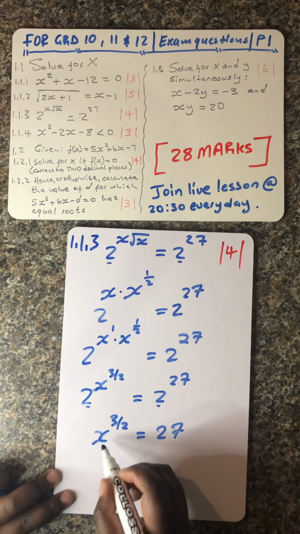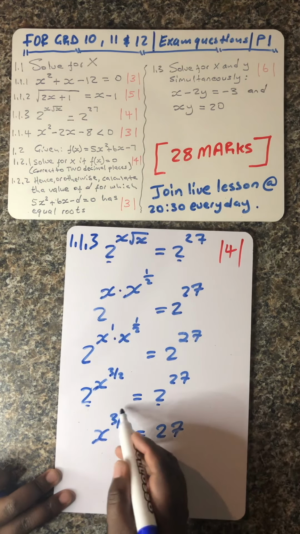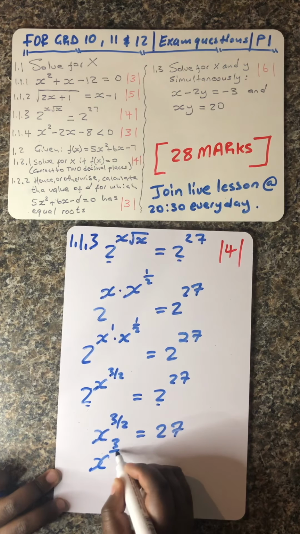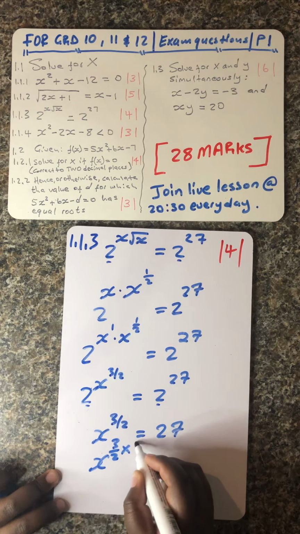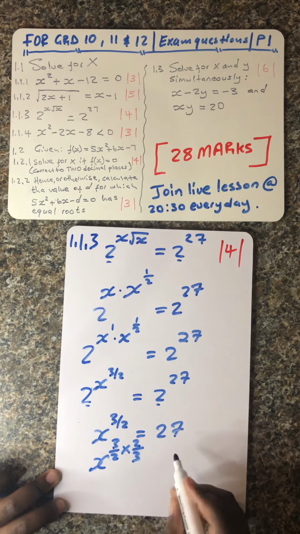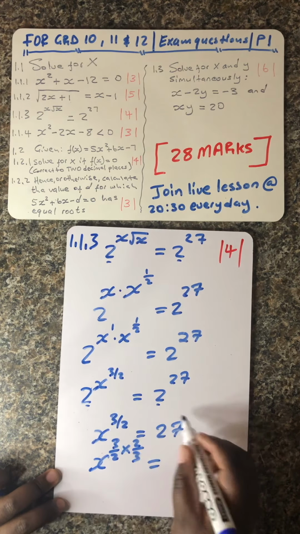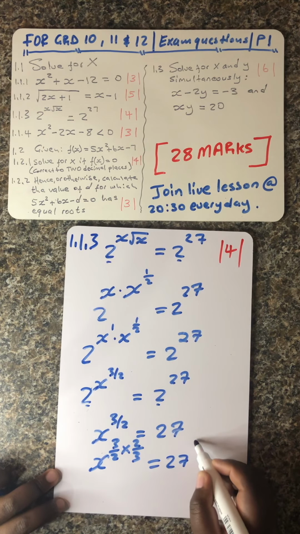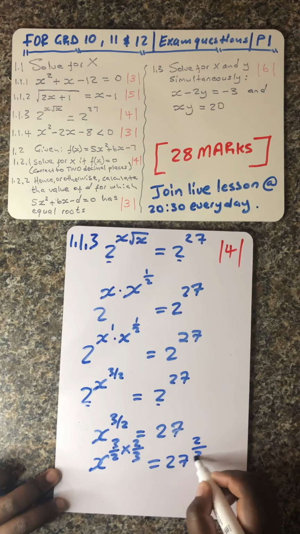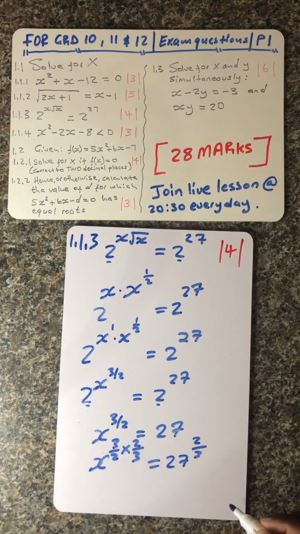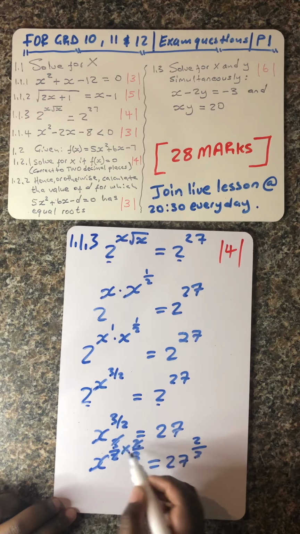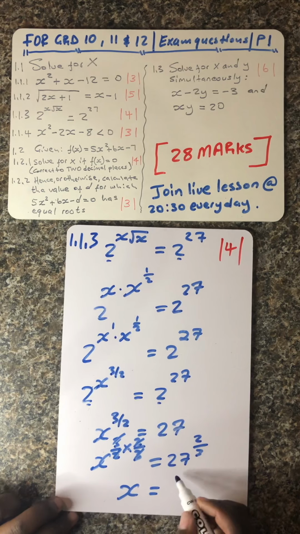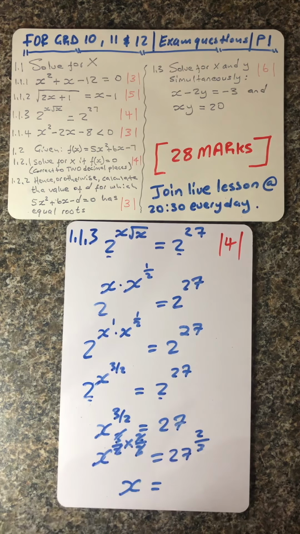So now, because I'm solving for x, guys, I want to remove that exponent. So that exponent is 3 over 2, so I can just multiply by 2 over 3. Remember, what I do on the left, I also do on the right. So that means it's 27 to the exponent 2 over 3. Okay, so guys, this cancels, I'm remaining with x, which is equal to 27 to the exponent 2 over 3.